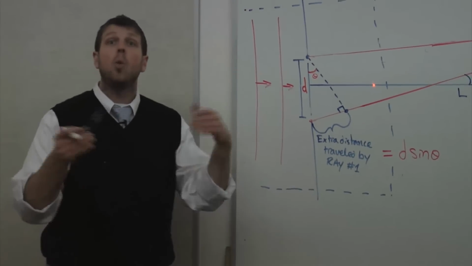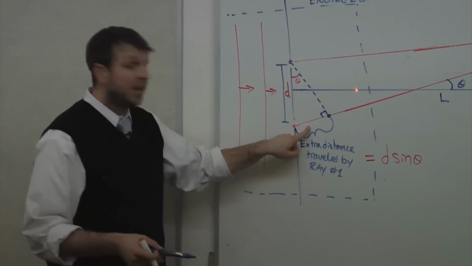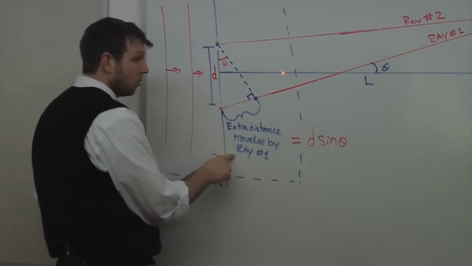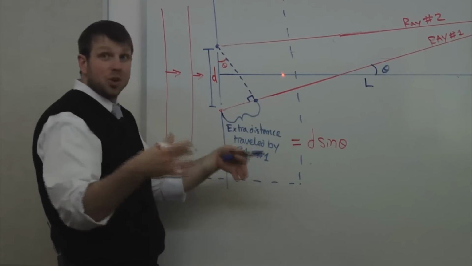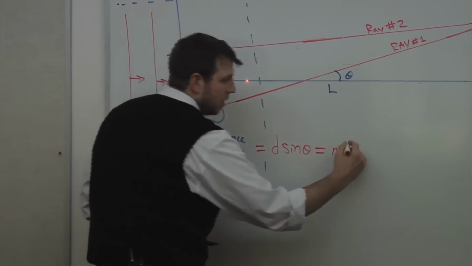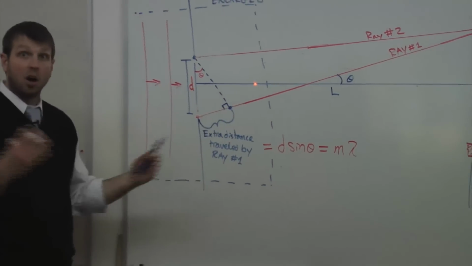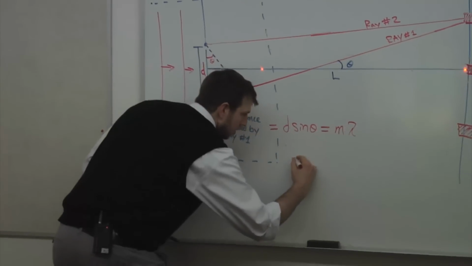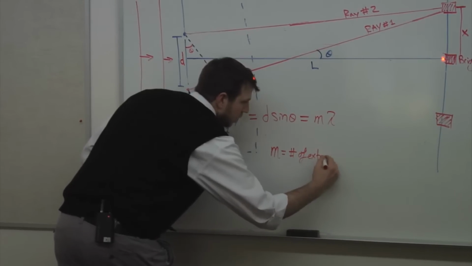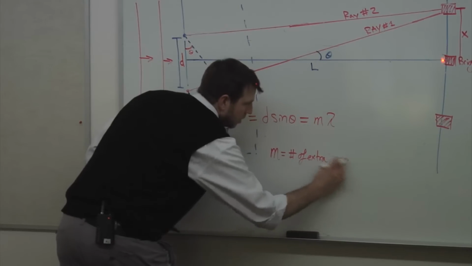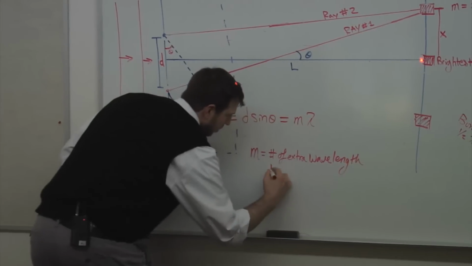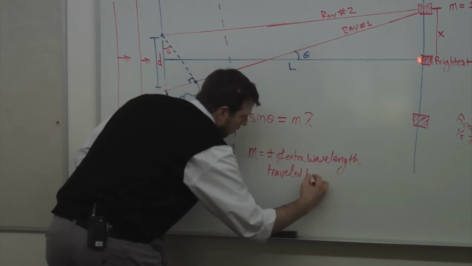And if I wanted to know how many wavelengths could actually fit in here, I know d sine theta is the extra distance traveled by ray number 1, and I know in that distance I'm going to get a certain number of wavelengths. Well, I know that's going to equal some number of wavelengths m times the actual wavelength of the light. So m equals the number of extra wavelengths traveled by ray 1.